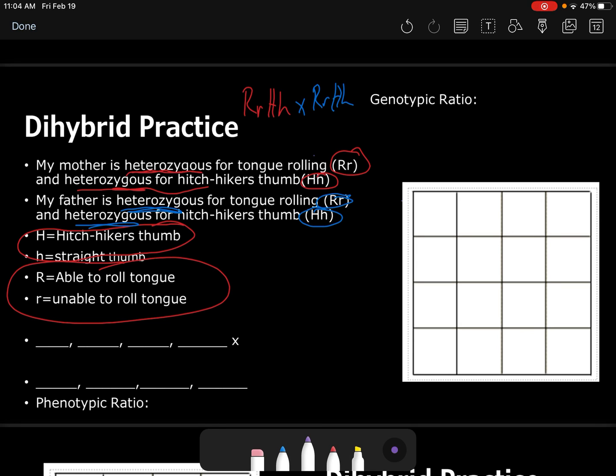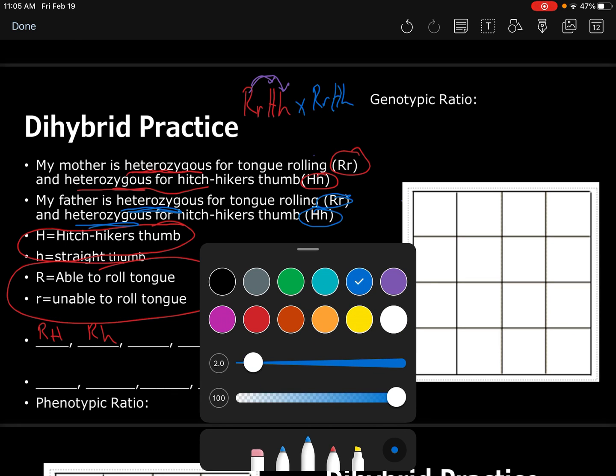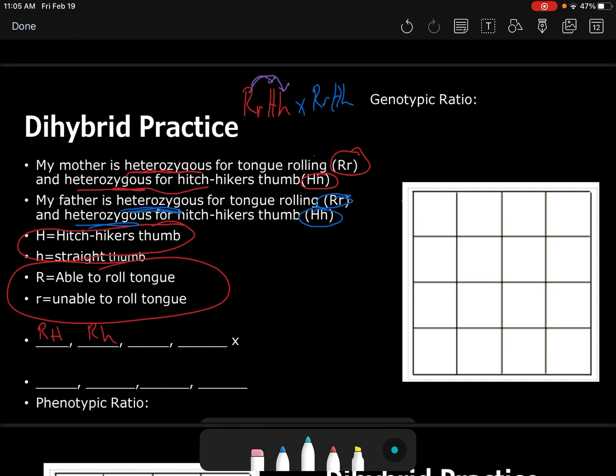Okay, now we are going to FOIL for the mother. So big R to big H, big R to little h. We'll go ahead down here and write for the mother will be big R, big H, big R, little h. Then we will go again, and we are going to do the second trait for the mother, so little r, big H, and little r, little h.